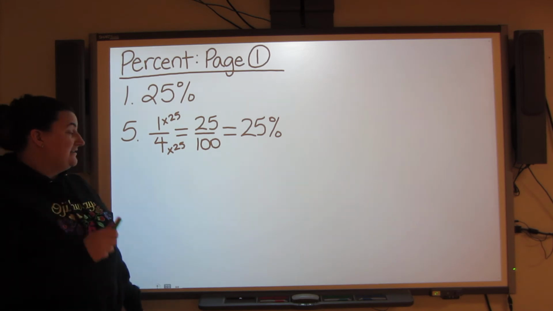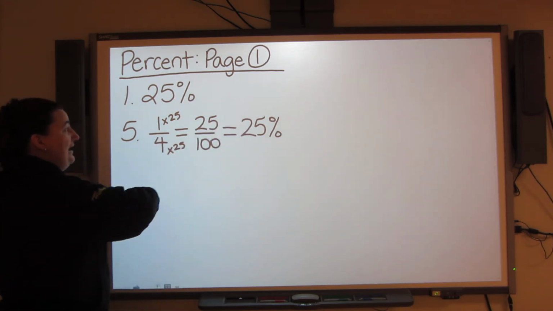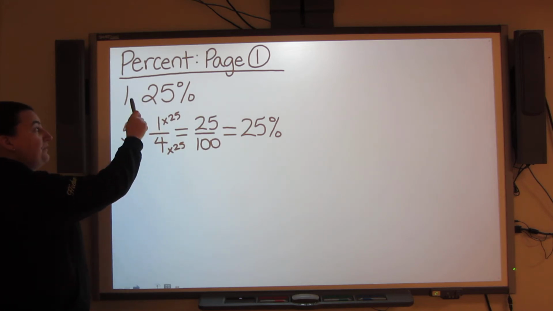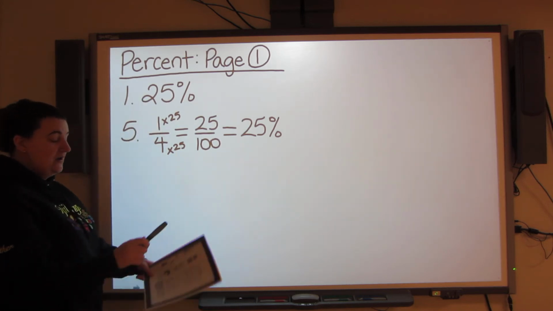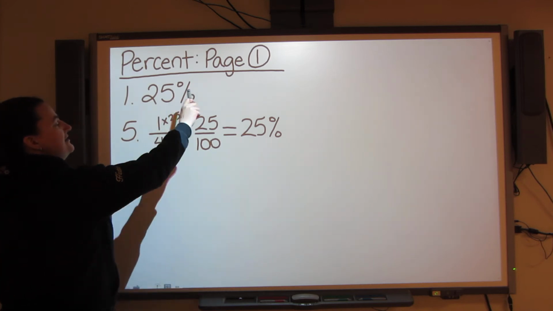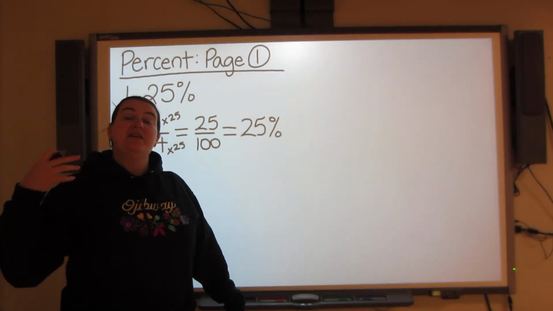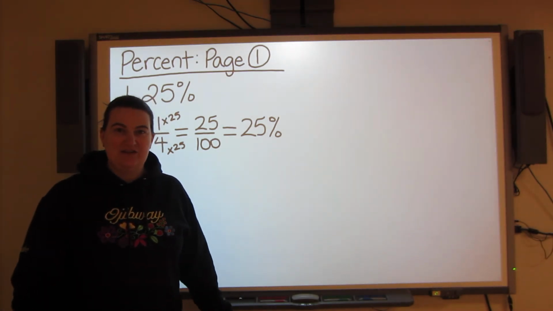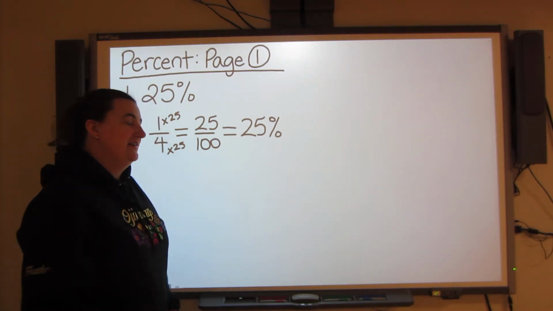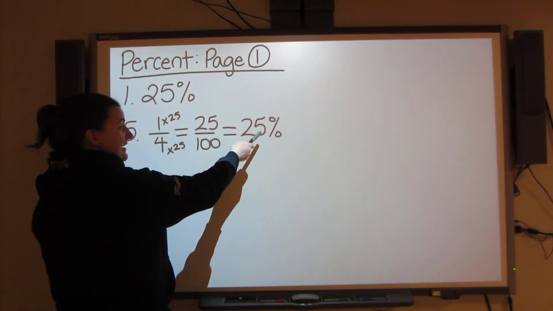For number 6, 7, and 8, you're going to need to work this way. Figure out what the fraction is first, what's colored in from the picture, and then change it into a fraction with 100 on the bottom, because of course that's what a percentage is. It's out of 100. Once you've got that, you take your numerator, and that's your percentage.